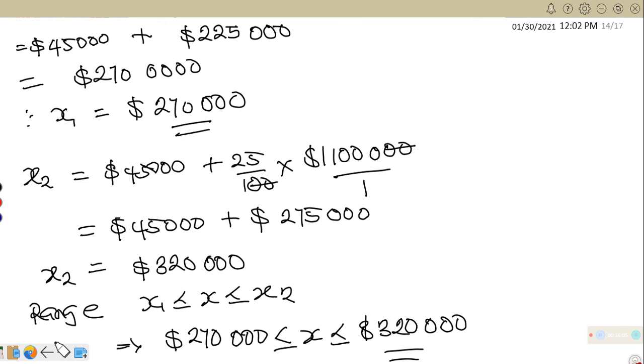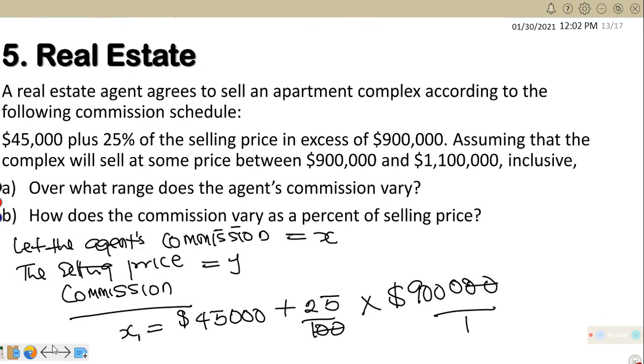So for question B: how does the commission vary as a percent of the selling price? How does the commission vary as a percentage of the selling price? So we take the first commission over 900,000 times 100%. So that is what we are going to do here.